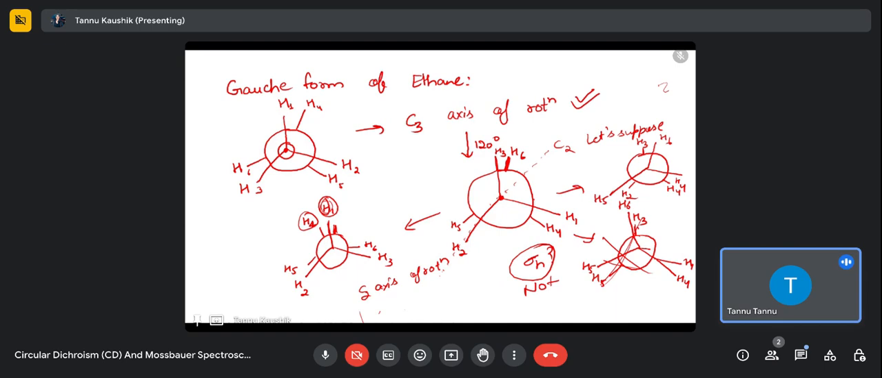Basically, due to different angles, that is, gauche is in between, like 60-degree angles between these hydrogen atoms, which are like H2 and H5 at 60-degree angle with respect to each other. So there is a difference when we apply horizontal and vertical planes in them, and we are not going to get the equivalent configuration. So the gauche form has D3 point group present in it.